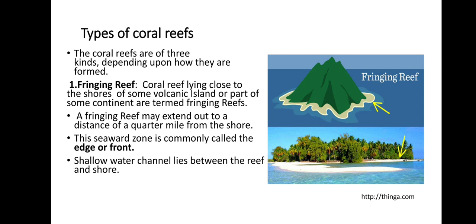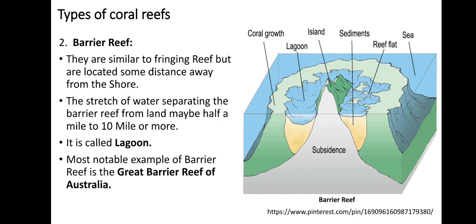Compare the previous picture. See, in this it is very close, as a fringe. In dresses they keep the fringe, like that. But here, see the gap. There is a big gap, a space between. And the depth of the water is more than in the case of fringing reef. So here this distance is anywhere from half a mile to, compare, where is 100 meter and where is half a mile to 10 miles, up to 10 miles or sometimes even more than that.